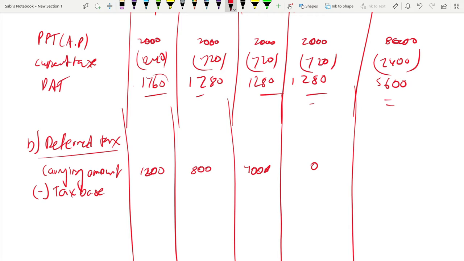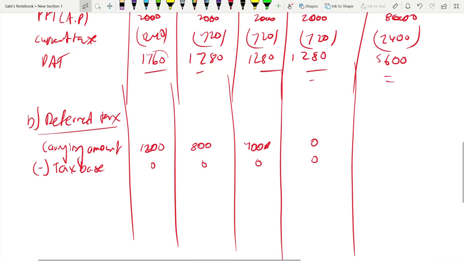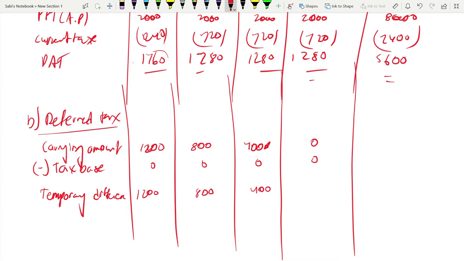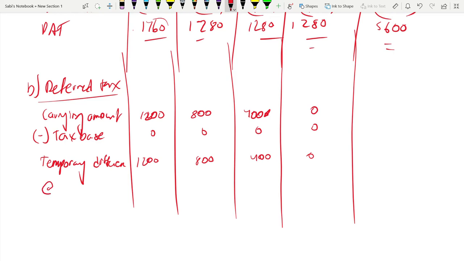Tax base did not change. Otherwise, they would have written different rates for the tax base. So it's 0, 0, 0, 0. Now, temporary difference. This is known as temporary difference. There will be no difference because tax base is 0. Temporary difference is only the carrying amount. Now apply 30% on the temporary difference, that means 30% on 1200, 360, 240, 120, and 0. This is the closing.